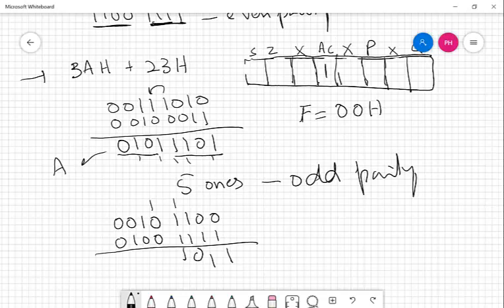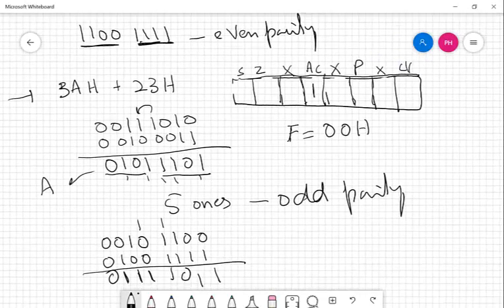That means we will get 1 here, 1 here, 1 here, 0 here. We didn't get any carry at the end in the MSB, so the carry flag will be 0. This bit will be by default 0. Parity: number of ones, 1 2 3 4 5 6, even number of ones, so we will have 1 here to indicate that the number of ones in the result is even.